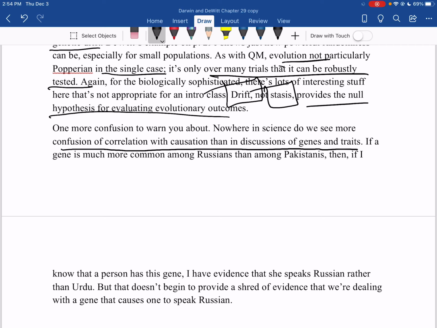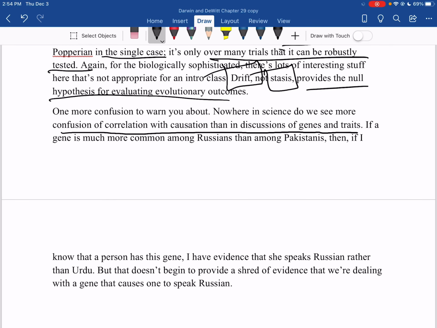Here's what I'm trying to warn against. A certain gene might be much more common among Russians than among Pakistanis, and so if I know this person has this gene, I might have excellent statistical evidence that she's a Russian speaker rather than an Urdu speaker, but you wouldn't begin to think that the gene causes one to speak Russian. But people do this kind of stuff all the time.